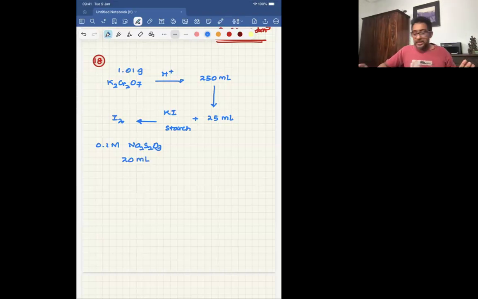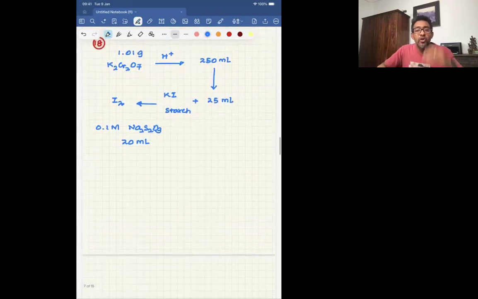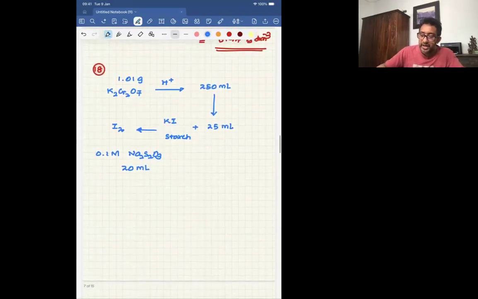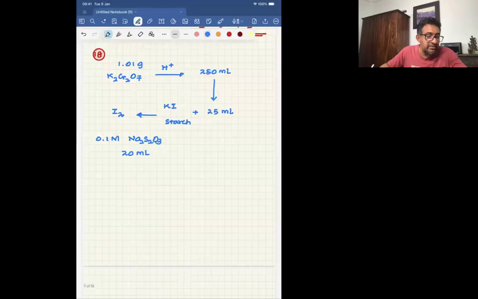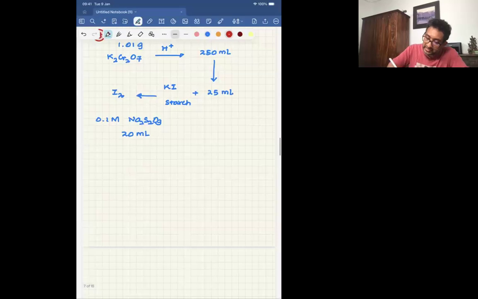And then you have to understand the question. Potassium dichromate 1.01 grams, it's not pure. You add acid and make it up to 250 milliliters. Out of that, you take 25 milliliters and add excess KI. Then it generates iodine. Iodine was reacted with 0.1 molar sodium thiosulfate. 20 milliliters was required. Construct the full balanced equation for the reaction between dichromate ion and the iodide ion. That's the first thing they ask.